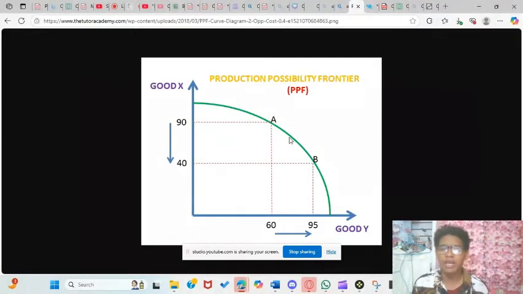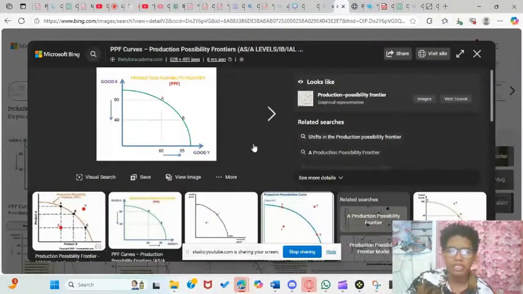So we have good X and we have good Y. If you look at point A and point B, that's what we call efficiency points, right? We call those efficiency points. In the diagram, if you could see right here where my mouse is, pay close attention. That is the inefficiency of resources. That could also refer to the opportunity cost, because it's the next best alternative. Let's actually utilize a better example.